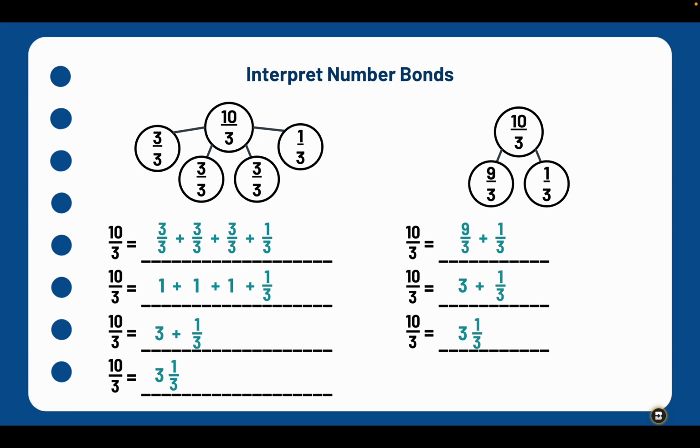Both of these number bonds work to rename 10/3. However, if you already know that 9/3 is 3, then the second number bond only has 2 parts, so that might be more efficient.